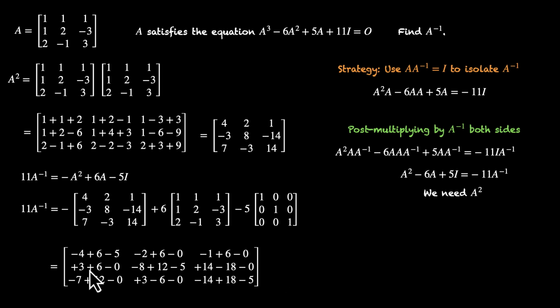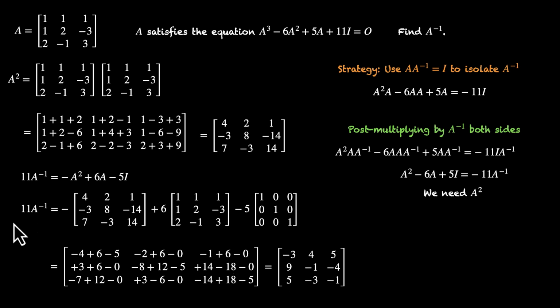So this becomes minus 4 minus 5 is minus 9. Minus 9 plus 6 is minus 3. This is 6 minus 2, 4. 6 minus 1, 5. 6 plus 3, 9. 12 minus 13, that's minus 1. 14 minus 18 is minus 4. 12 minus 7 is 5. 3 minus 6 is minus 3. And 18 minus 14 is 4. 4 minus 5 is minus 1. So this is our 11A inverse.